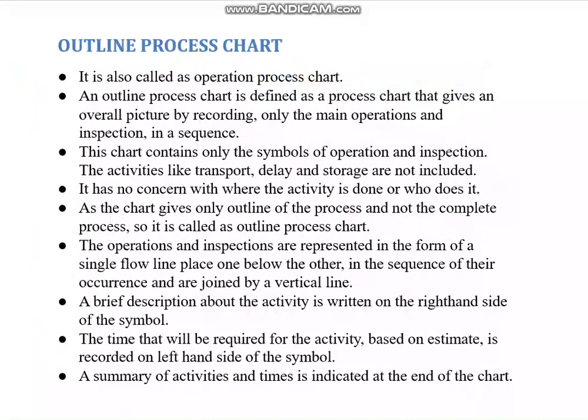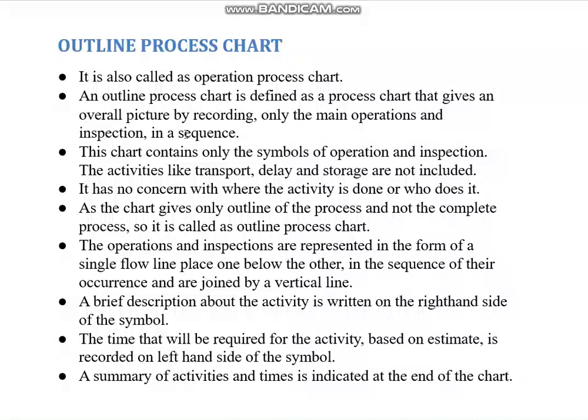Now let us start with the first chart, that is the outline process chart. You see the three charts are there: outline process chart, then flow process chart, and then two-handed process chart. Now this is the first one, the outline process chart. It has another name also. It is called the operations process chart. Both these names start with O.